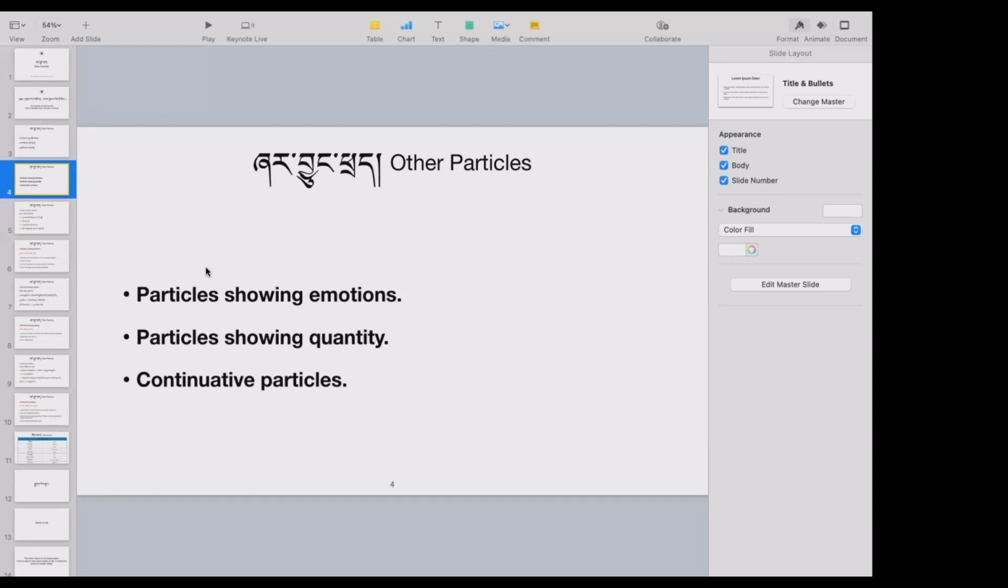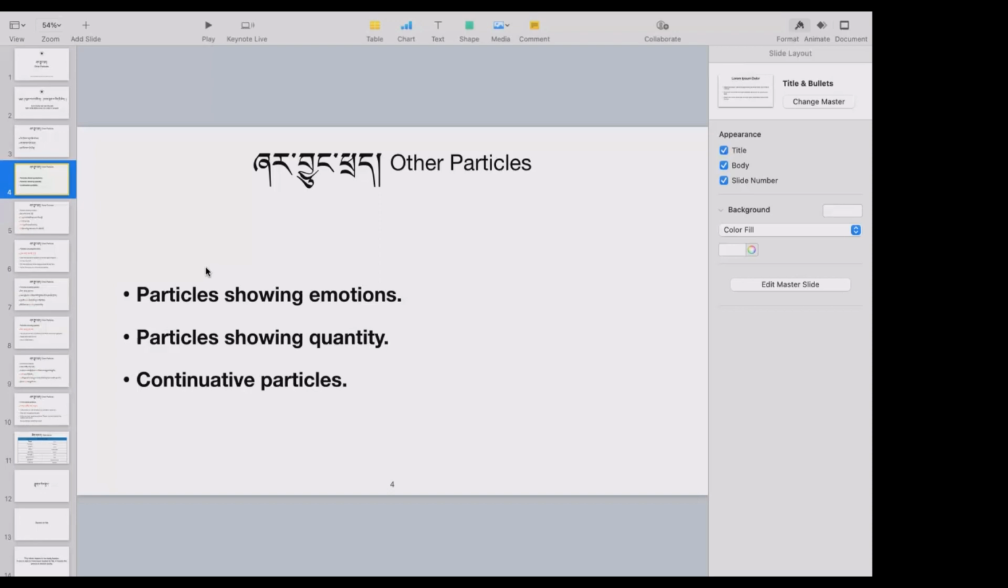Both of them are termed continuative particles. But one must understand that this is the other particles. This is not the main particle which is discussed in the text of Tibetan grammatical system. So therefore, these are other particles. So continuative particles of the other particles.